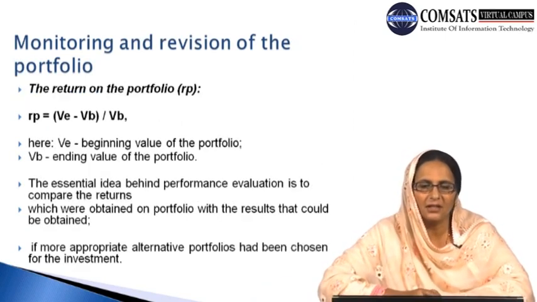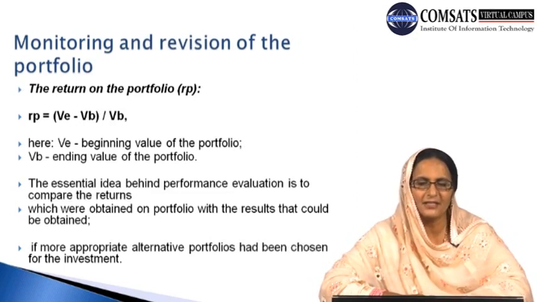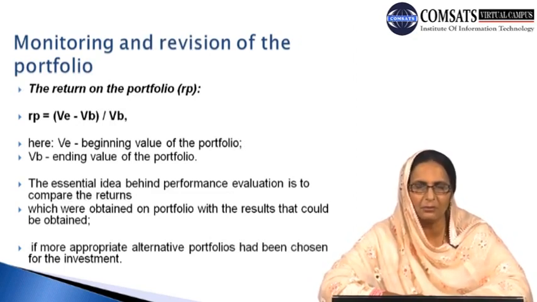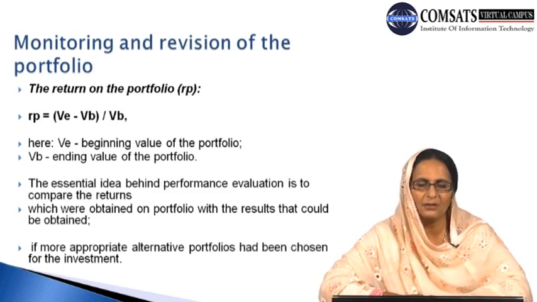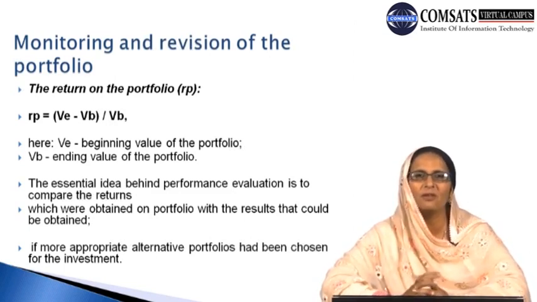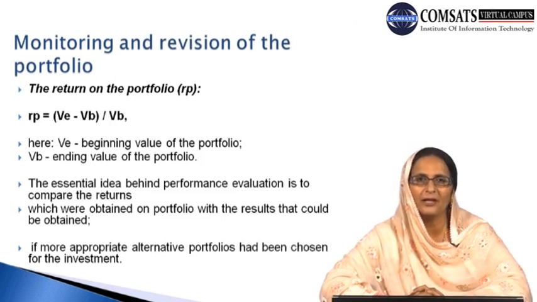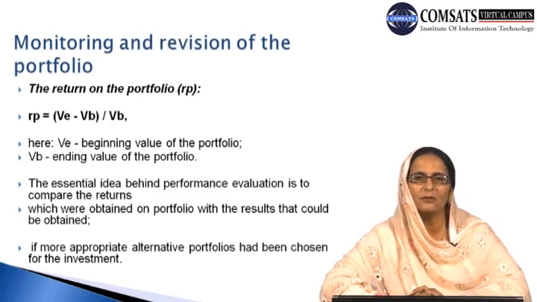And the return on the portfolio is known as RP, where RP is equal to WE minus WB over WB. We can say this is the ratio of the difference between WE and WB to the WB. Here WE is the beginning value of the portfolio and WB is the ending value of the portfolio. So we can say this is basically the difference between the value of the portfolio items at the time of purchase and the value of the portfolio at the selling time, and we take the ratio of this difference to the value of the portfolio at the time of buying and beginning time.